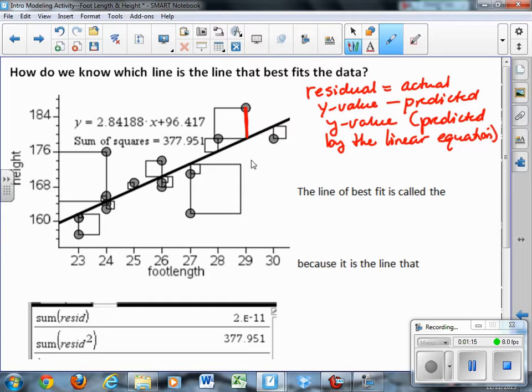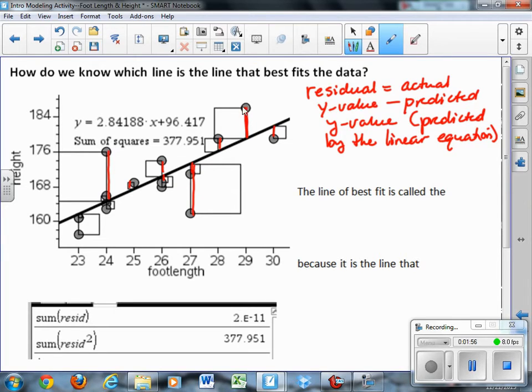So I come up with some sort of an equation that relates height to foot length, and if I were to plug in a person's foot length, 29, into this equation, it would give me some sort of prediction for their height. Looks like maybe about 177. But their actual height was about 185 centimeters. So the difference between the actual and the predicted is called the residual, or the leftover, or the error in the prediction. Now notice we have all different residuals here, some large, some small. And each of these residuals has a square associated with it.